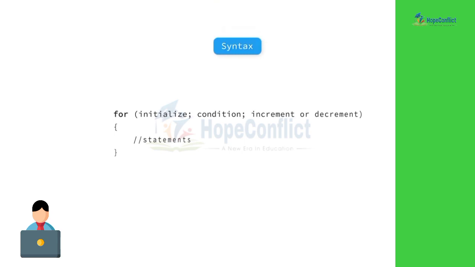Now this is the syntax of for loop. We have the initialization, condition and increment or decrement. And then we have the statements to be executed. And there are these semicolons which separate the initialization, condition and increment or decrement.